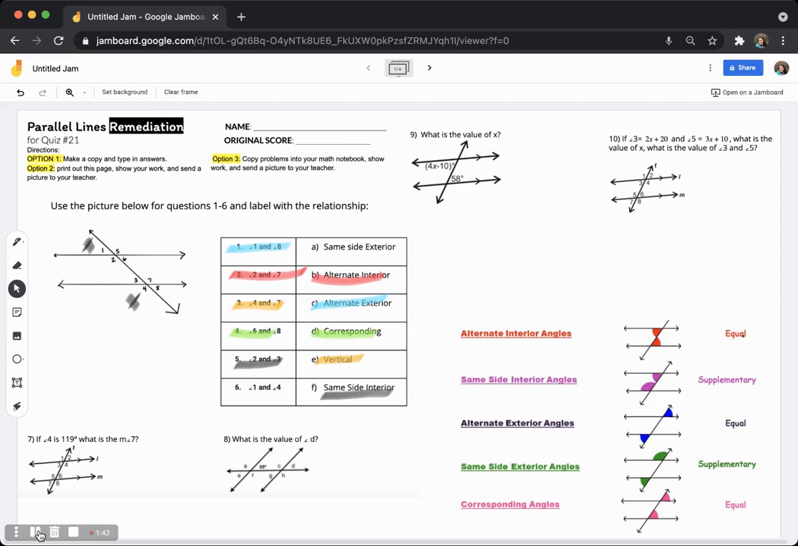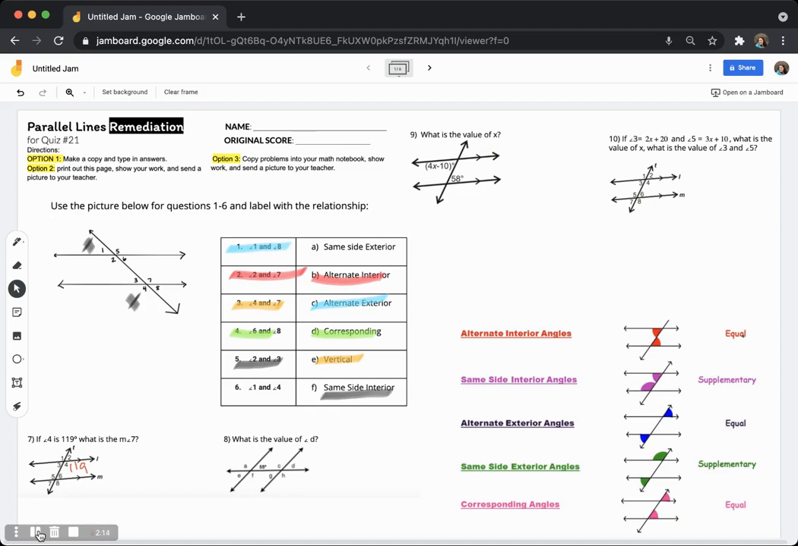I attached a little cheat sheet here for you, so that will give you the angle relationship and what their relationship is, whether they are equal or supplementary. So number 7 says angle 4 is 119 degrees. We'll put 119 for angle 4. And we want to know what the measure of angle 7 is. So those angles are either going to be equal or supplementary. And supplementary means that they're equal to 180 degrees.